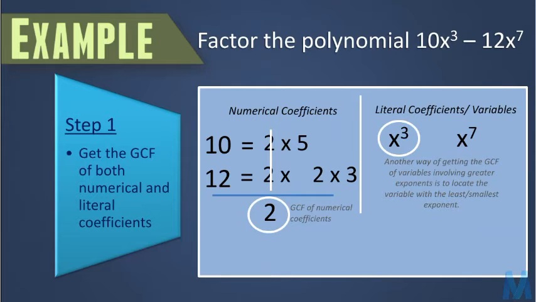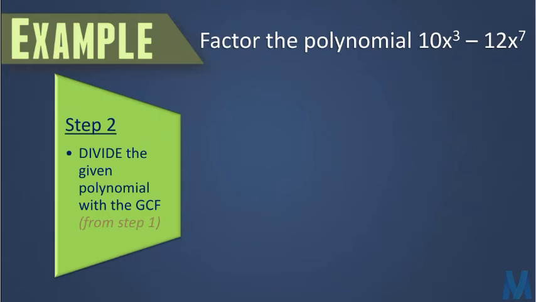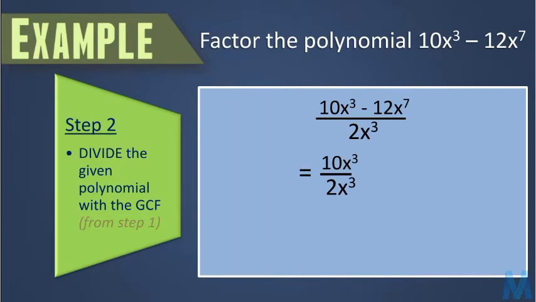So, mangita kita sang GCF sang the same basis. Mangitaon tala ang may pinakagamay nga exponent. Therefore, the combined GCF is 2x cubed. Okay, for step 2, if we're going to divide the given polynomial with the GCF, so amuningwa ya. So we're going to separate the first term and the second term. Okay. And then we're going to simplify.